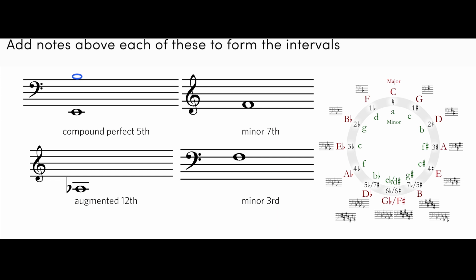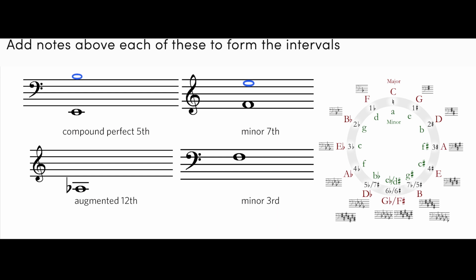In the next example, we have a minor 7. So that's a little bit more straightforward. We've just got to count 7 notes above the F in order to find what the upper note is. So we can count that and we see that we've got an E.